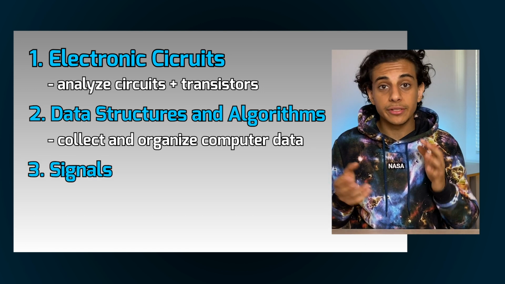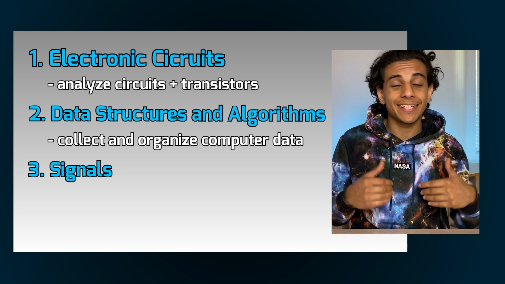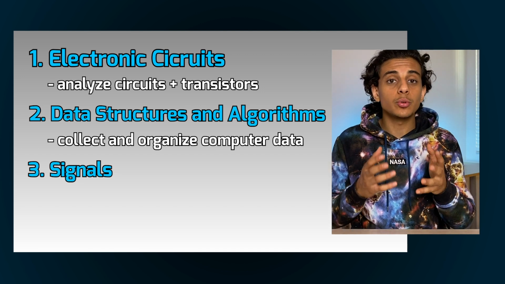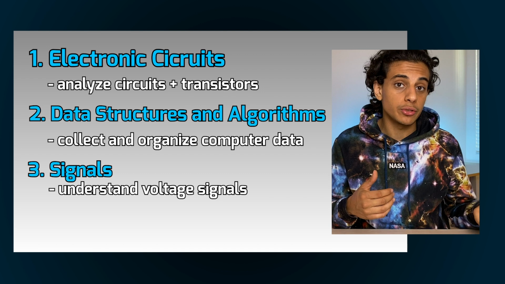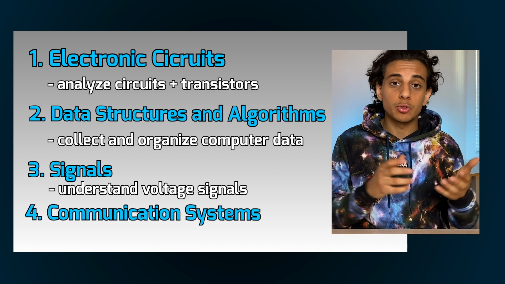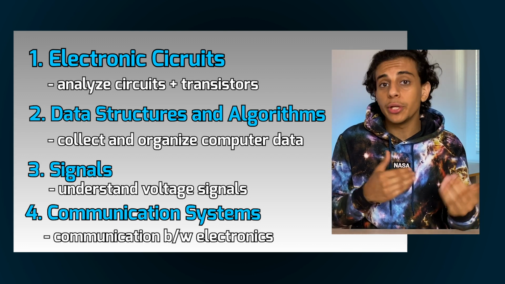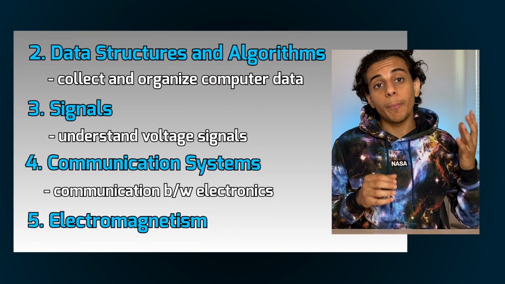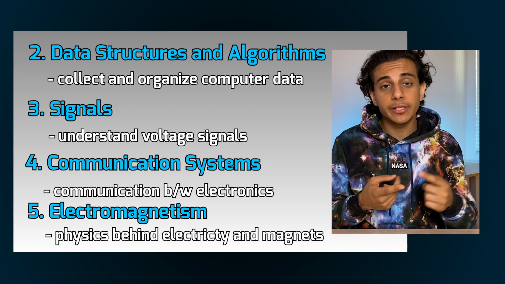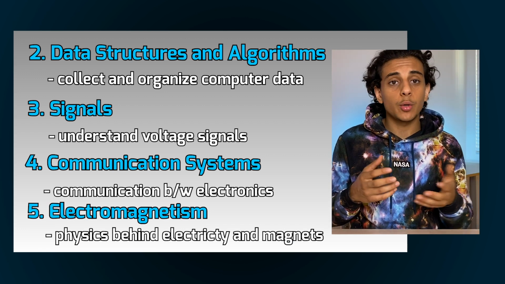Third, we have signals. You see, the voltage in all of your electronic devices is expressed through signals, and so this course will teach you how to interpret them so you can actually make good use of them. Fourth, we have communication systems, where you essentially learn how different electronic devices use radio frequencies to communicate with each other. And finally, electromagnetism, where you'll learn about the physics behind electricity and magnetism and how electromagnetic waves impact the environment around us.